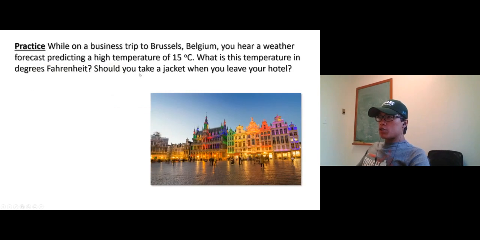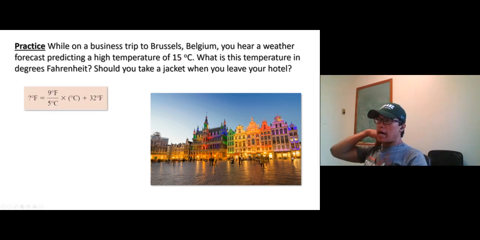All right. So let's say you go on a business trip to Brussels, Belgium. You hear a weather forecast predicting a high temperature of 15 degrees Celsius. What is the temperature in degrees Fahrenheit? Should you take a jacket with you when you leave the hotel? Is it cold or hot weather?